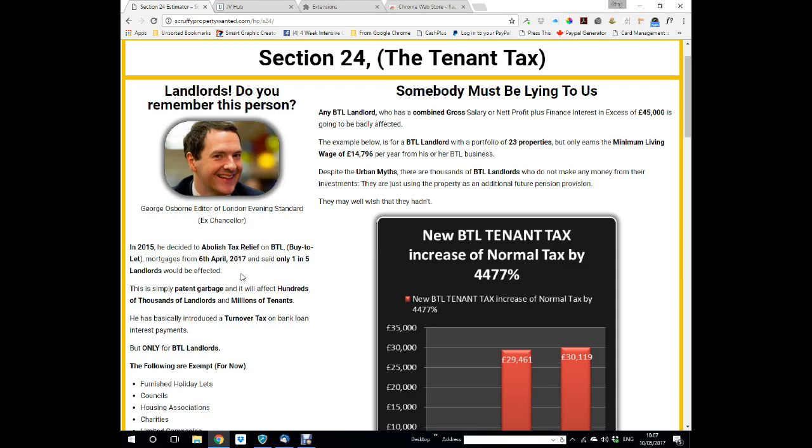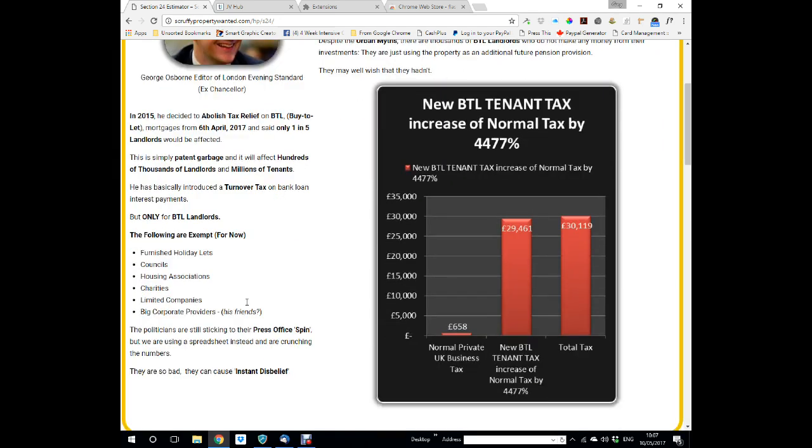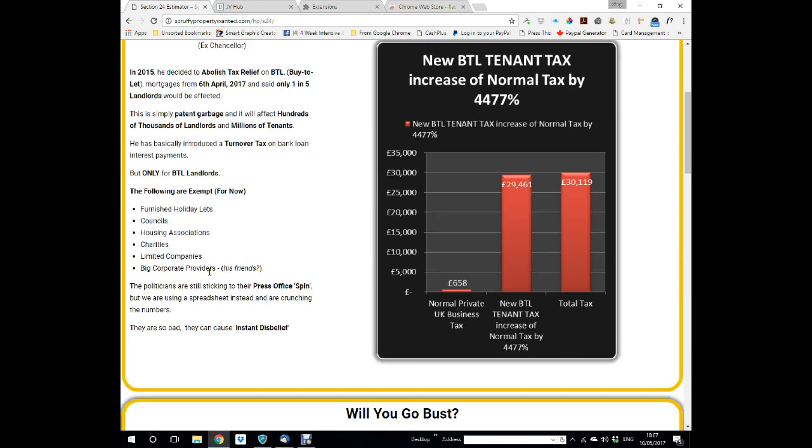Well, from our experience, this is just simply patent garbage. It's going to affect hundreds of thousands of landlords and probably millions of tenants. He's basically introduced a turnover tax on bank loan interest payments, but it only affects buy-to-let landlords. So if you're a furnished holiday let, a council, housing association, a charity, a limited company, or a big corporate provider, a lot of his friends, the politicians are still sticking obviously to their press office spin, and these groups won't be affected. But however, everyone else will be.